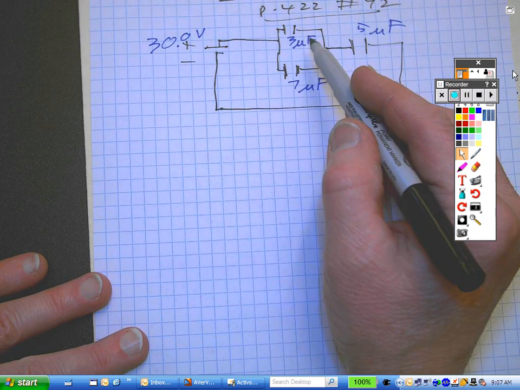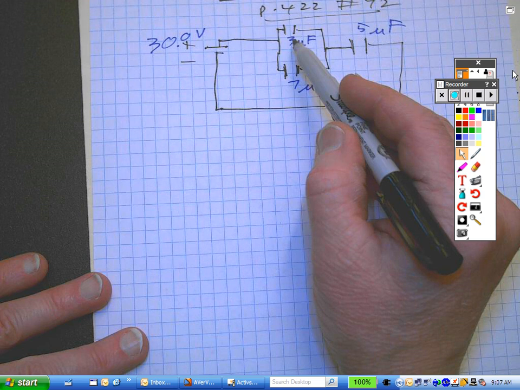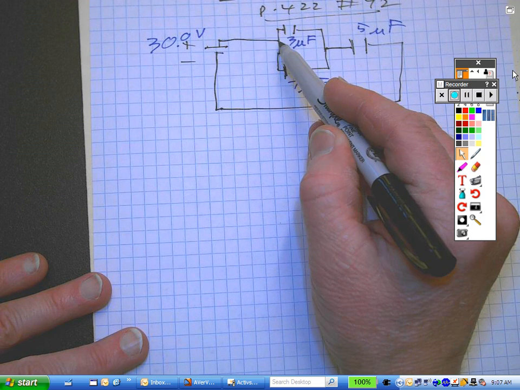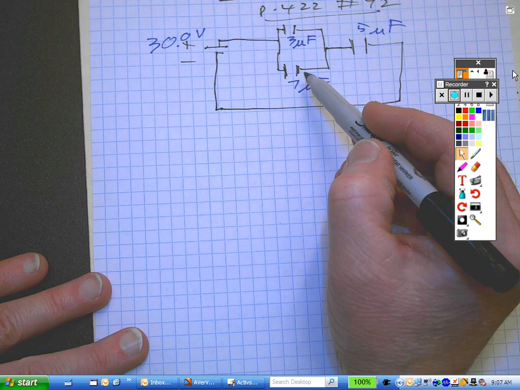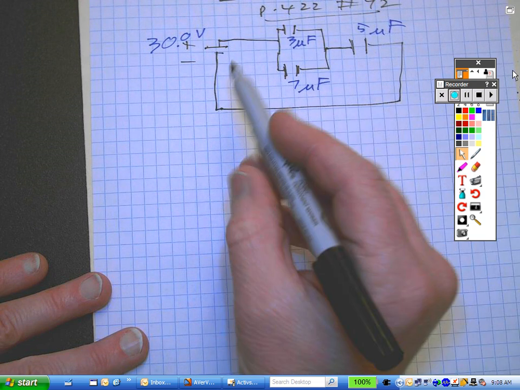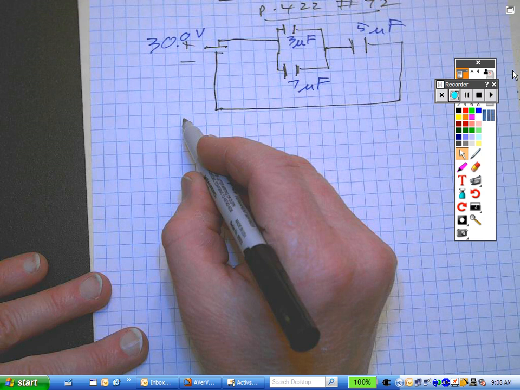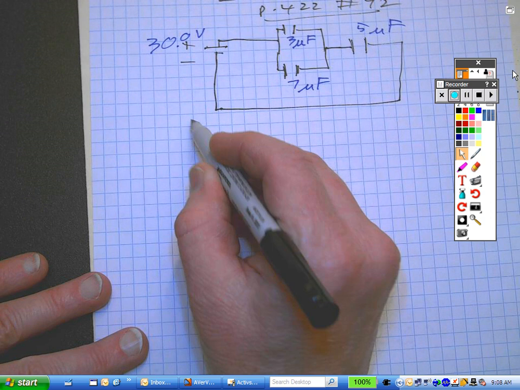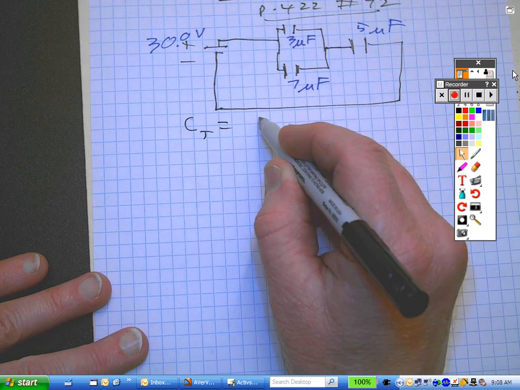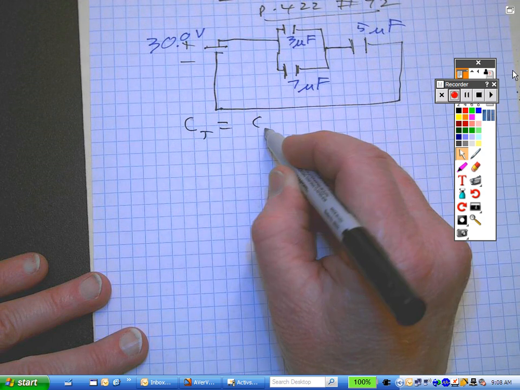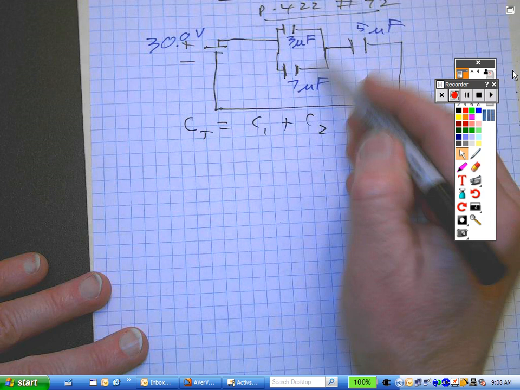Do you recall that for resistors, if they're parallel, then you use 1 over R1 plus 1 over R2 to find the total resistance? Well, it's completely opposite for the capacitors. If you want to find the total capacitance, you simply add the parallel capacitors together. These are very easy.